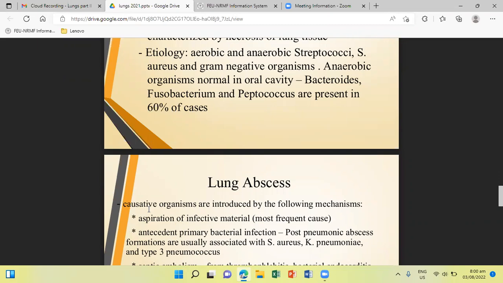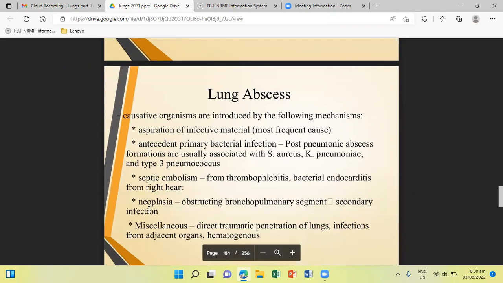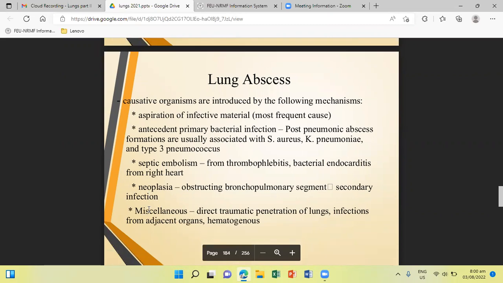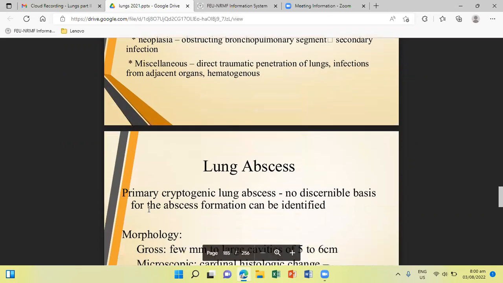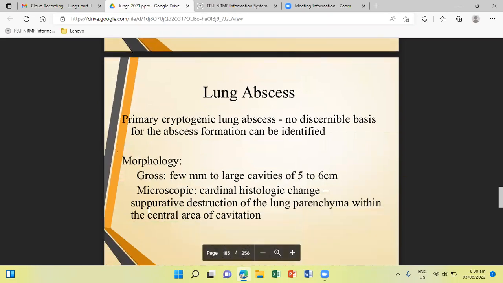Now, as I have said, it can be a complication of pneumonia uncontrolled by antibiotics, going into lung abscess. But there are also other causes implicated, like neoplasia or traumatic injury to the lungs. By abscess, it means suppurative inflammation, if you will recall from your patho A, which will then digest the lung parenchyma.